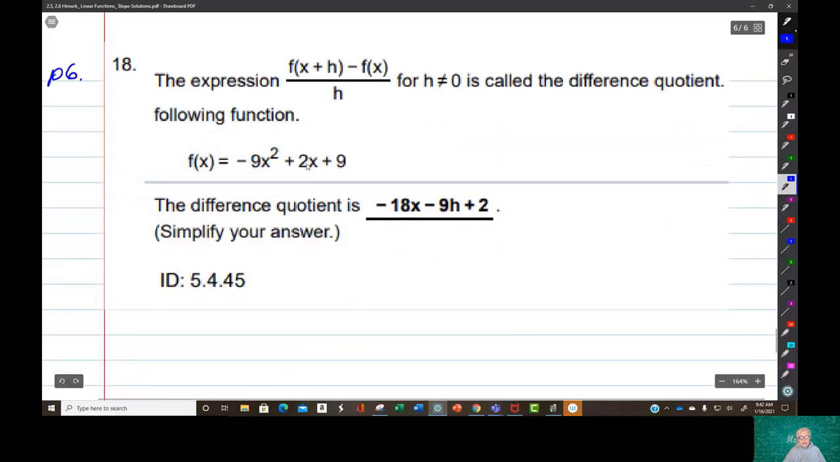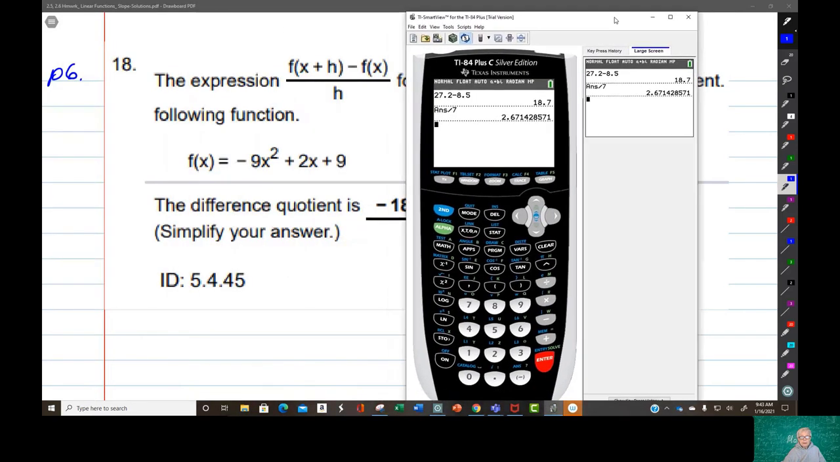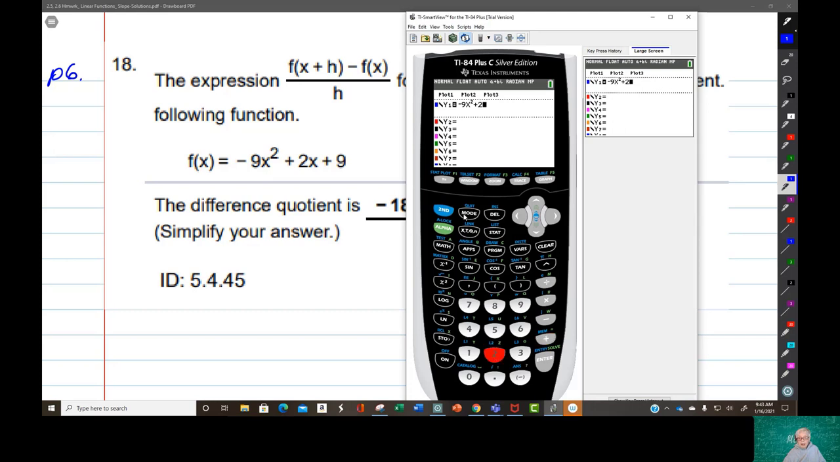Now here we have something that's not a line, okay? And let's graph this just so you'll have a mental image. I'm going to start out small, then make it big. Again, I do that because I need to be able to read that. So, negative 9x squared plus 2x plus 9. Now I'll make it big.